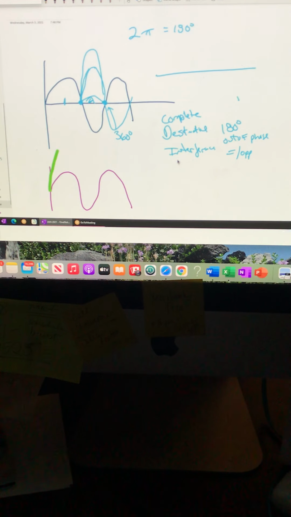Look at this. Which wave has a greater frequency, the greenie or the red? They're the same. Which one has a greater wavelength? Wavelength is the distance from here to here when I start again. They're the same. But what's different?